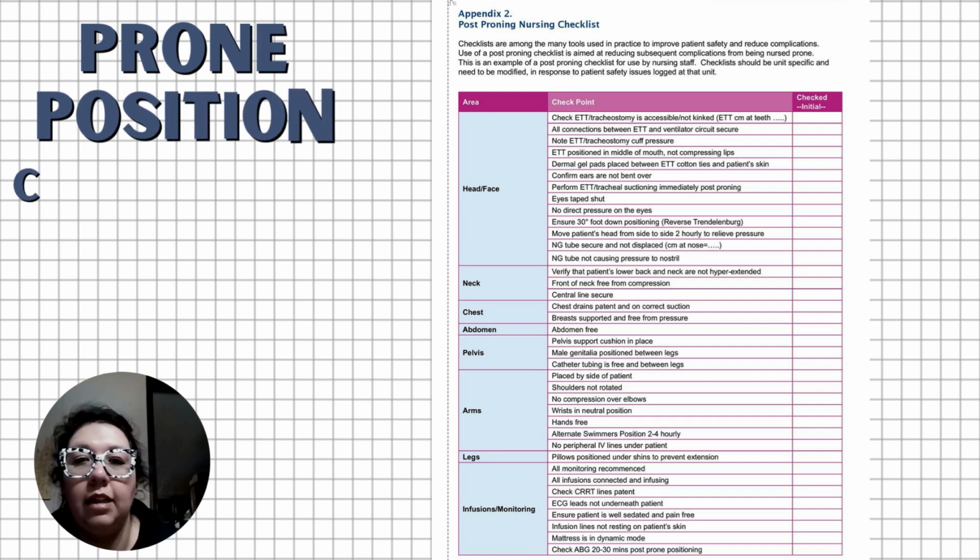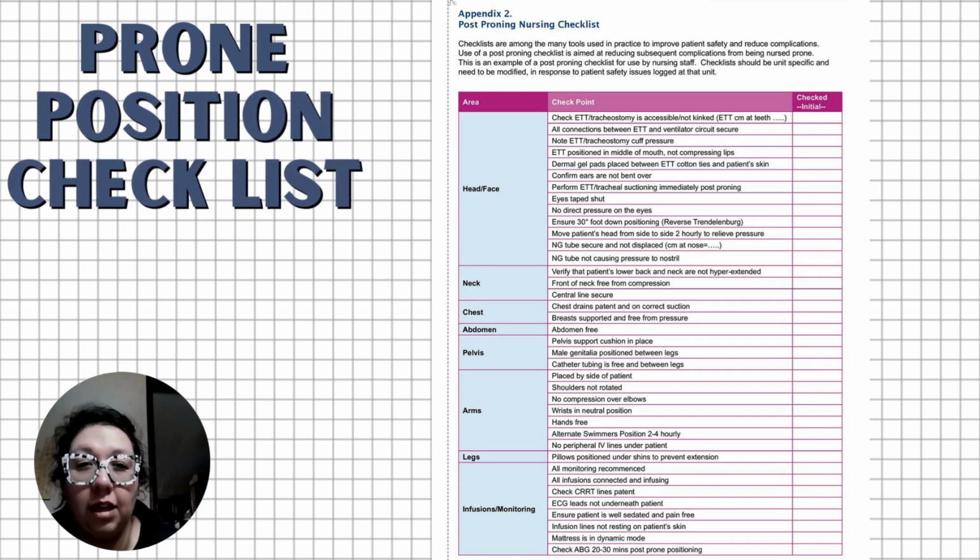Okay, in this slide, this is a prone checklist. It's a nursing checklist, but it's similar to, I'm assuming, what an RT would have. Pressure point areas for the head and the face: ETT position in the middle of the mouth, not compressing the lips. They want to make sure that the ET tube is right in the middle so it doesn't push on the cheeks or the lips and cause skin breakage.